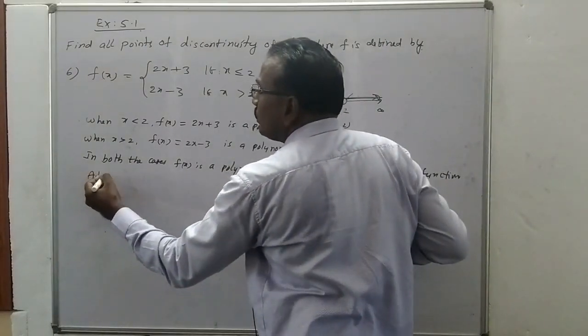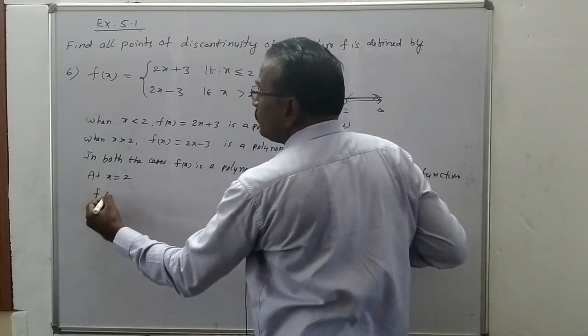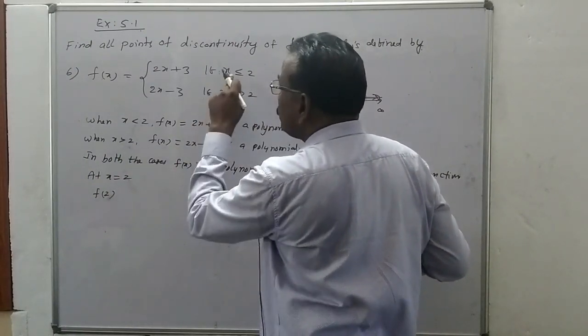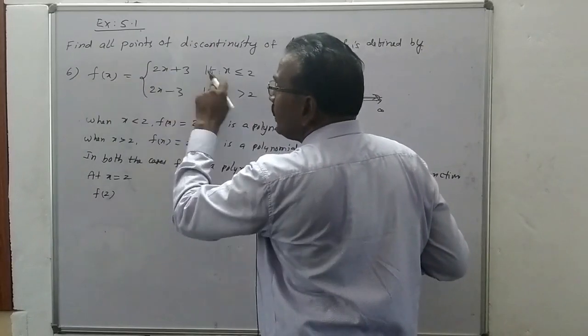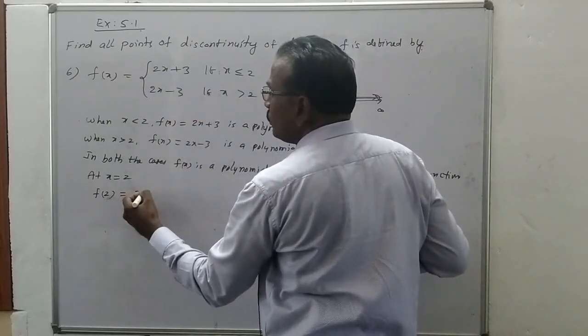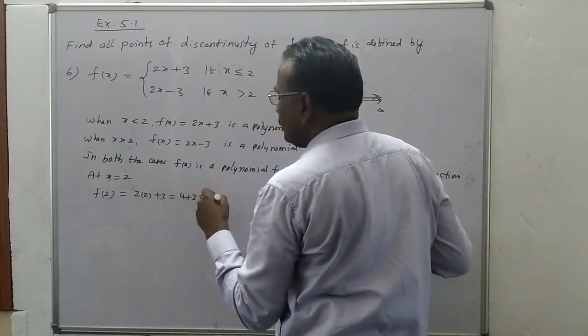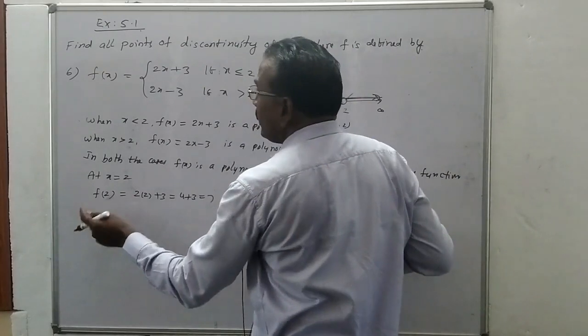So at x equal to 2, the value f of 2. When x is equal to 2, the function is 2x plus 3. f of 2 is equal to 2 into 2 plus 3, that is 4 plus 3, equal to 7, a real number. The function is defined at x equal to 2. Next, find the left hand limit and right hand limit.